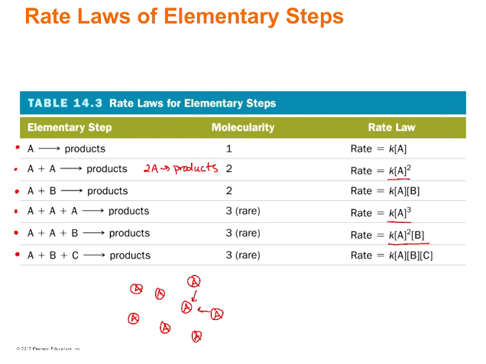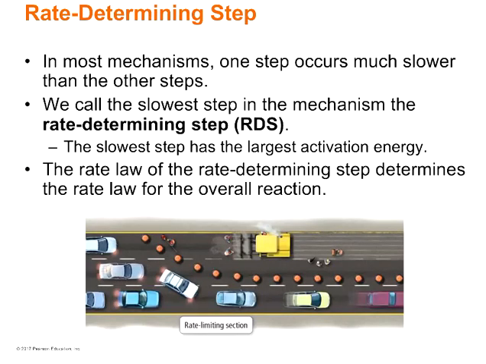Okay, so now that we can see how rate laws are written according to these elementary steps, let's talk about what's called a rate determining step. In most mechanisms, one step is going to occur much slower than the other steps. We call the slowest step in the mechanism the rate determining step. That rate determining step is going to have the largest activation energy, and it is actually going to potentially determine the overall rate law for the reaction.